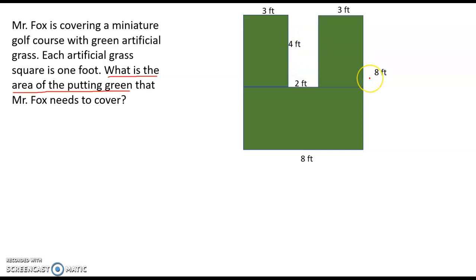Now, I'm looking at this shape and I can see that this side is the same size as this side. So I know that because this side is 8 feet, this side is also 8 feet. Now looking in here, I can see that this is 4 feet, which lets me know this is also 4 feet.